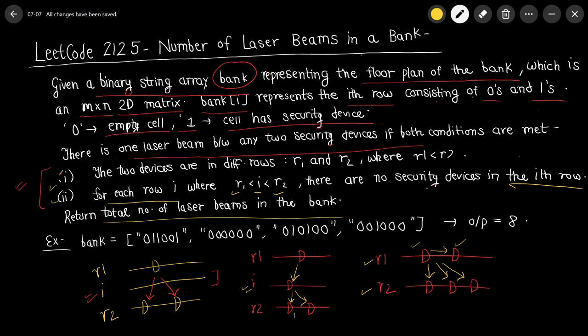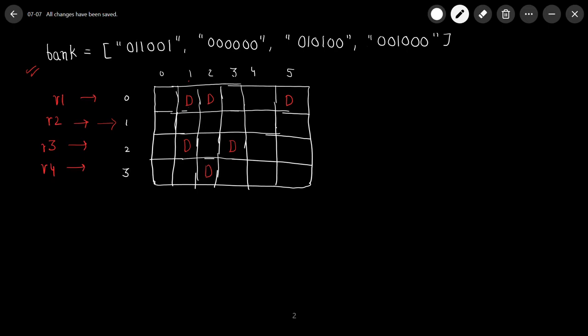Let me show you the diagrammatic representation also. We have something like this. The ones are where we have devices, so I have placed them in the matrix, and zero means empty cells. Here, as you can see, we have four rows, R1, R2, R3, and R4. Every time we consider a pair of rows to calculate the number of beams. Suppose we initially have a count of zero. This keeps track of how many beams we have encountered till now.